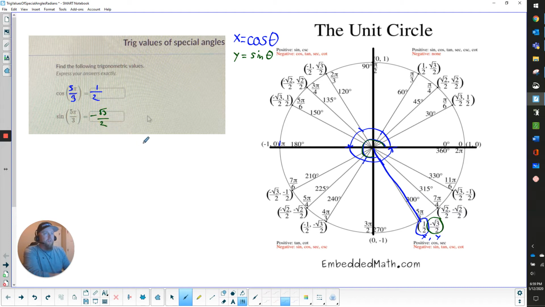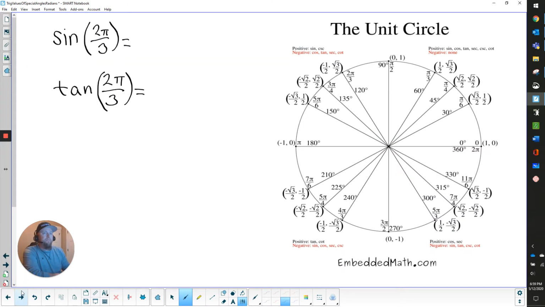Okay, so that's that. Let's go to the next page. I've got a couple other examples, and we'll use the unit circle again. This time, a different angle, and I threw a tangent in there. For starters, we're going to take the sine of 2 pi thirds. Next, we'll take the tangent of 2 pi thirds.